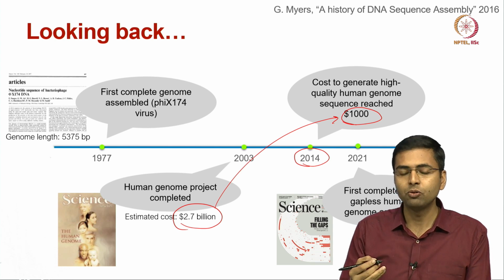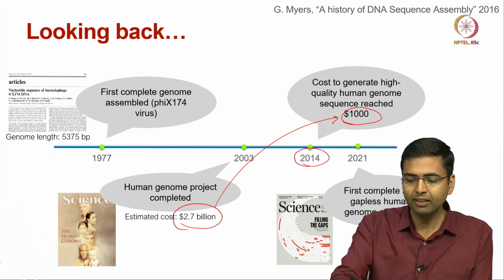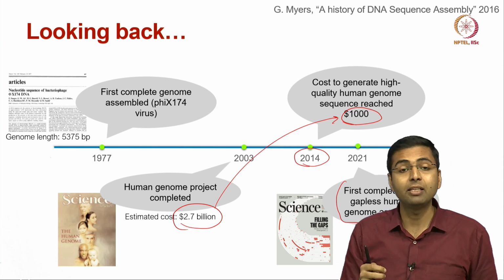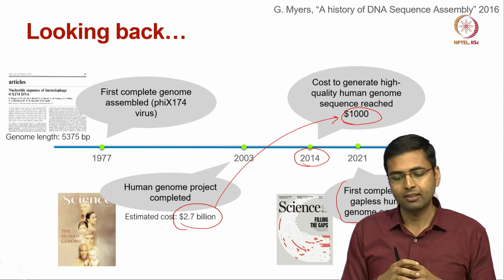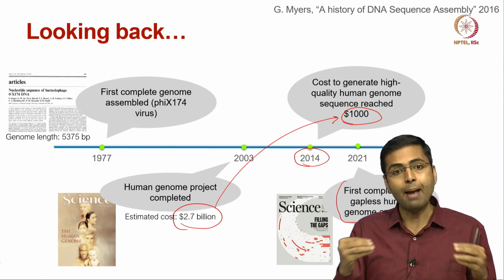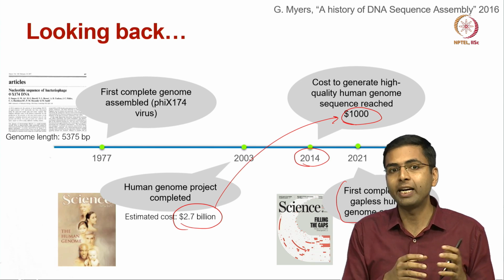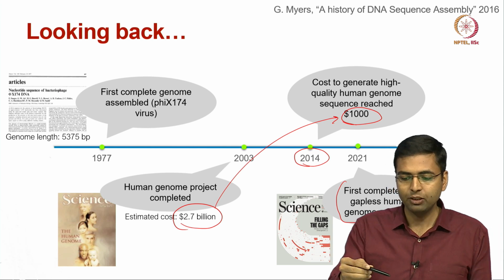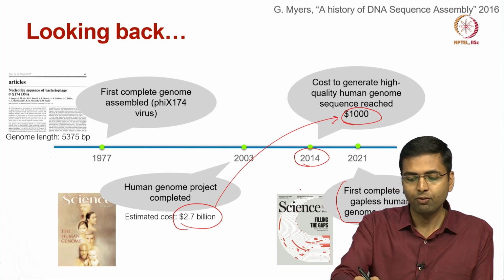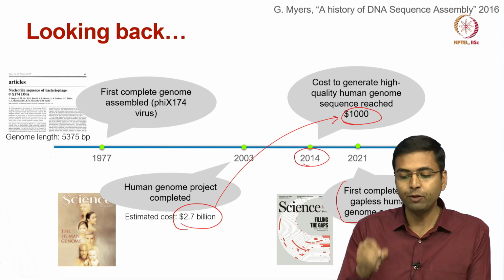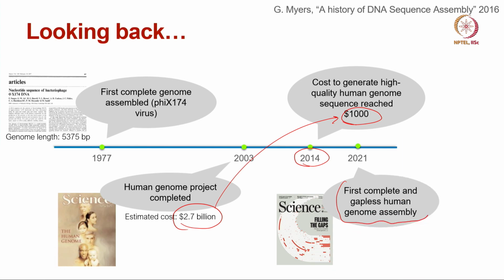One of the recent milestones in the genome assembly problem has been the first complete and gapless human genome assembly. That is an assembly where there are no gaps and you have exactly one sequence per chromosome. That is the ideal output that I was mentioning earlier. This was achieved for the first time in 2021, when the first complete and gapless human genome assembly was published. So, these are the recent milestones as far as genome assembly is concerned.